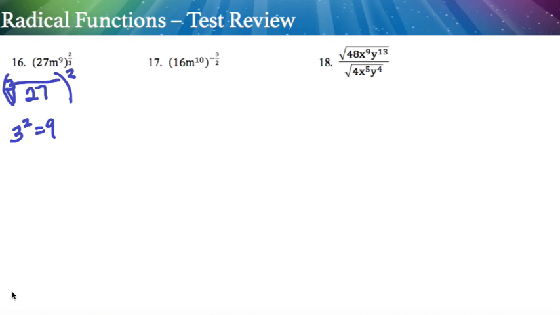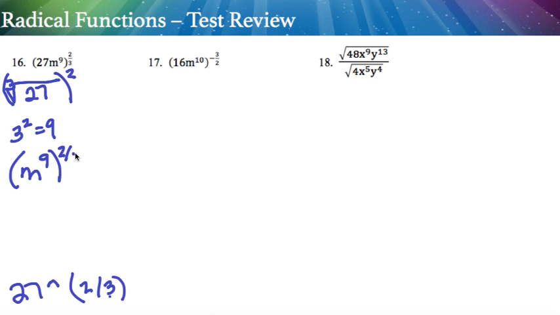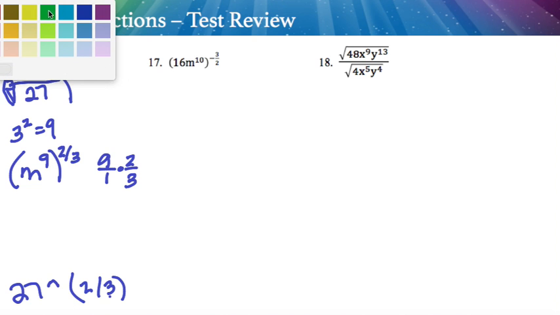If you wanted to check that, you could go 27 to the 2/3 in your calculator, and you would get 9. Okay, well, unfortunately, on this part of the test, there is no calculator, so we have to be able to do it manually. Okay, now for the variable, in these problems, you're going to have m to the 9th, and it'll be 2/3. Okay, well, that's really 9 over 1 times 2 over 3. Okay, because these two exponents multiply with each other.